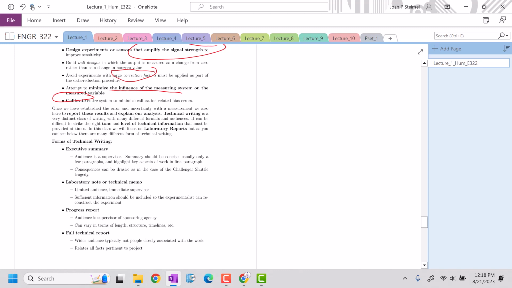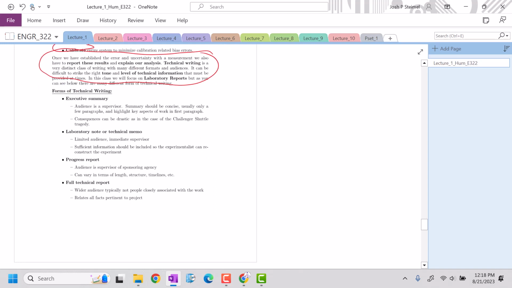Now, once we've built our apparatus, gathered our data, and analyzed our data, one of the difficult parts about being an engineer is that we have to communicate these results, not only to our peers, but to an audience that may not have the technical background that we have. So we have to make sure that we are able to communicate to different audiences.